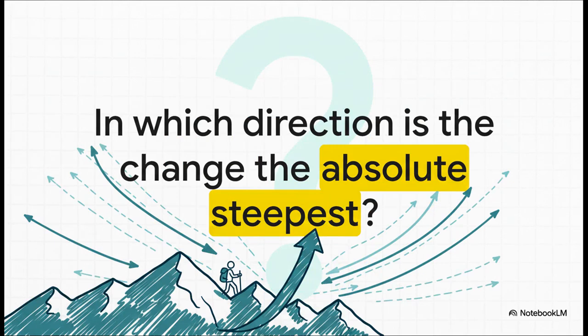But that leaves us with one last really tantalizing question. As our hiker, standing there on that hill, you can now calculate the slope in any direction you choose. But of all the possible paths you could take from that spot, which one is the absolute steepest? What's the path of maximum ascent? Well, that is a fantastic question for our next explainer.